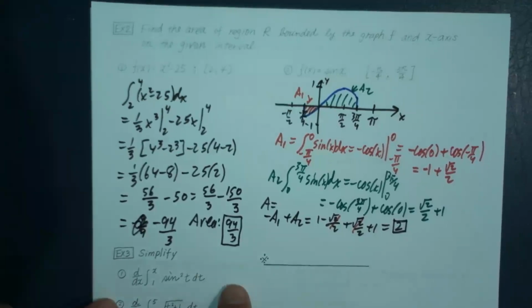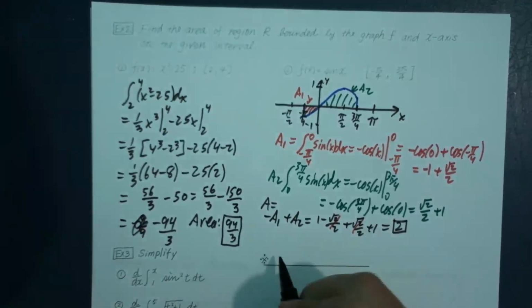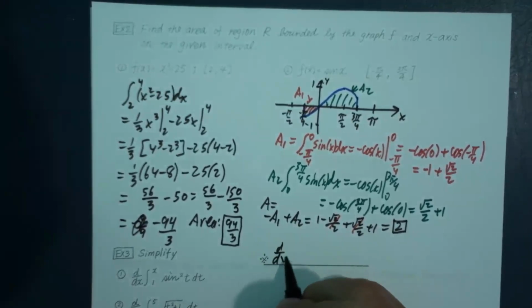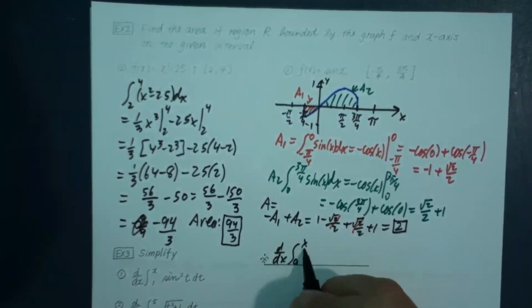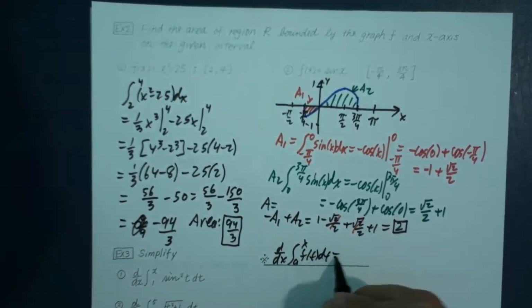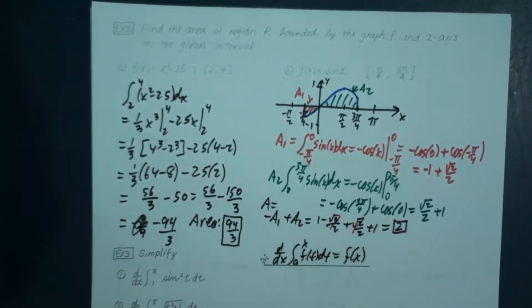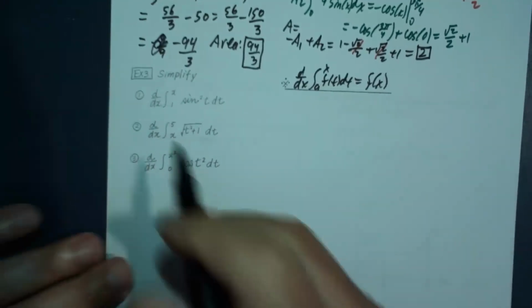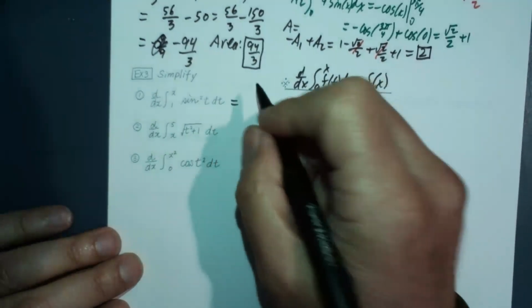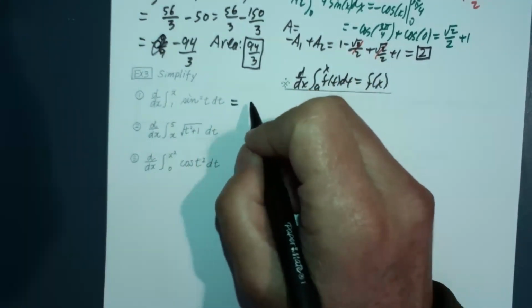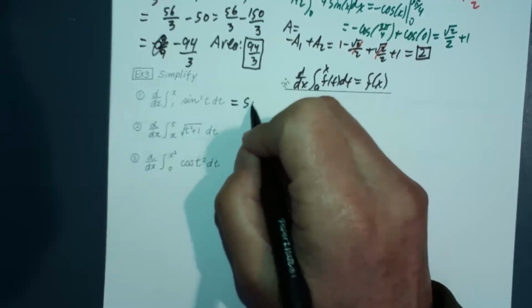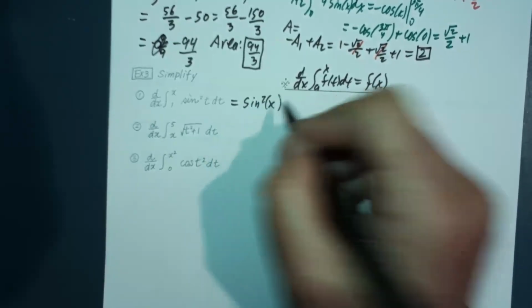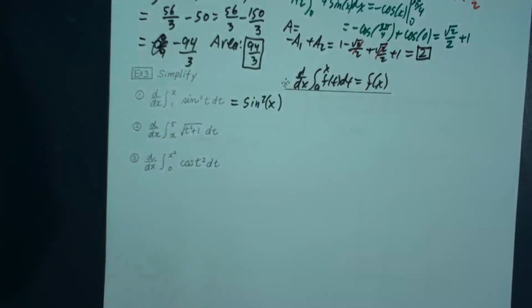All right, we're now going back to the first part of the fundamental theorem of calculus. And if you recall, we have this, but we're going to have some small variations on this. For our first one, it's straight up there. We're done. This is just sine squared of x. Done. The second one is a little more involved.